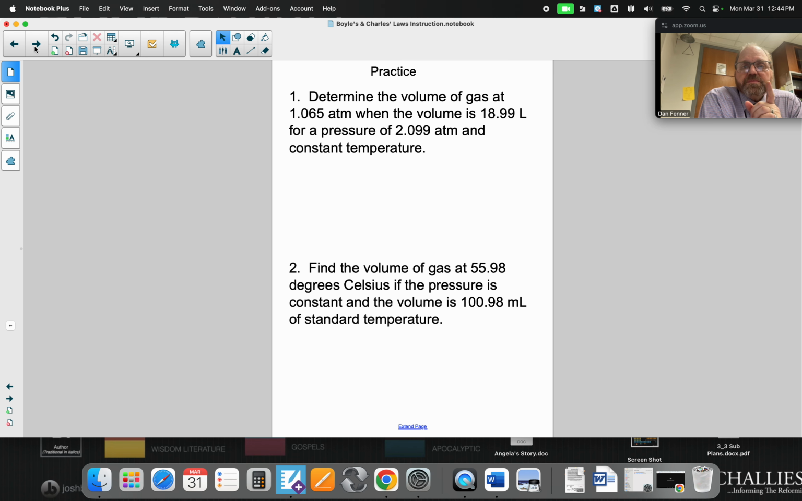All right, now, got two problems for you to work on. The first one says, determine the volume of gas at 1.06 atmospheres when the volume is 18.99 liters for a pressure of... remember, "when" is going to be a preposition here. So volume is unknown. With that pressure and volume, temperature constant, that's Boyle's law. That's P1, V1, P2, V2. The second one: find the volume of gas at 50.98 degrees Celsius if, there's my divider, the pressure is constant. So constant pressure, that's Charles' law, V1 over T1 equals V2 over T2. And then we have the rest of it.